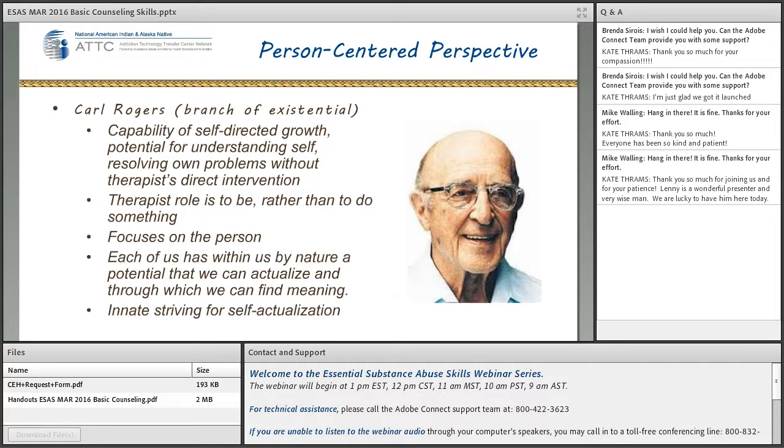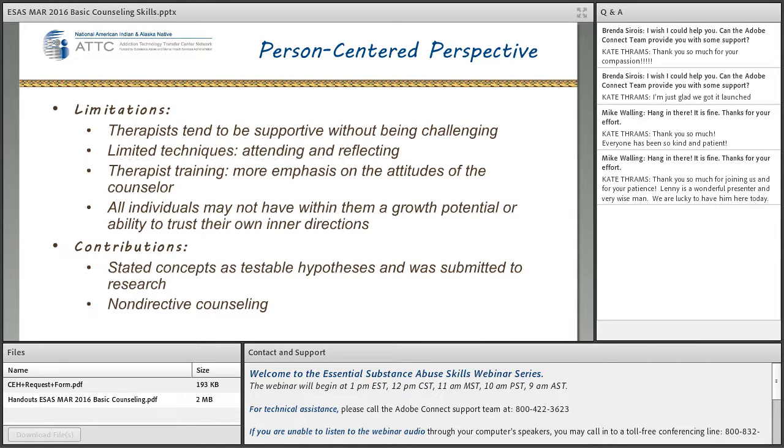So let's talk a little bit about the limitations. Therapists tend to be supportive without being challenging, which can often be an issue. There's limited techniques. Attending and reflecting are two of those techniques. There's more emphasis on the attitudes of the counselor. All individuals may not have within them a growth potential or an ability to trust their own inner directions. The contributions is stated concepts as testable hypotheses and was submitted to research. And it's non-directed counseling.